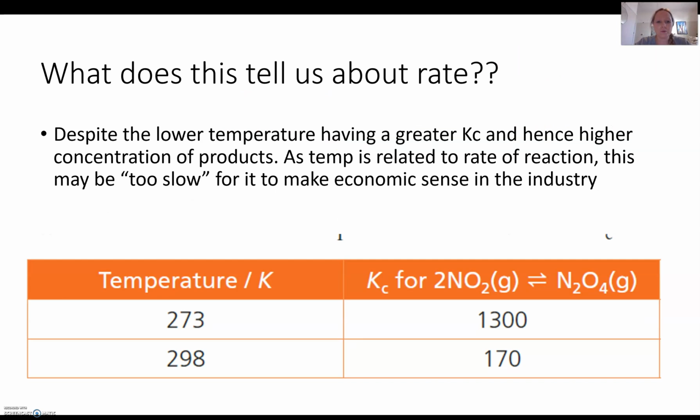Okay, so what does this reaction tell us about rate? What does the equilibrium constant tell us about rate? And the answer is it doesn't.